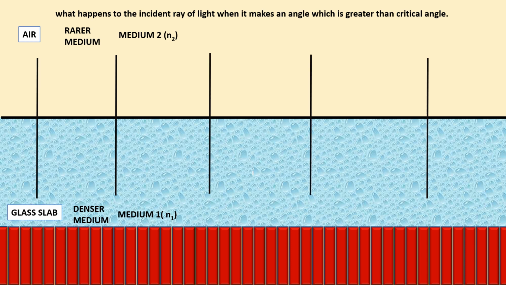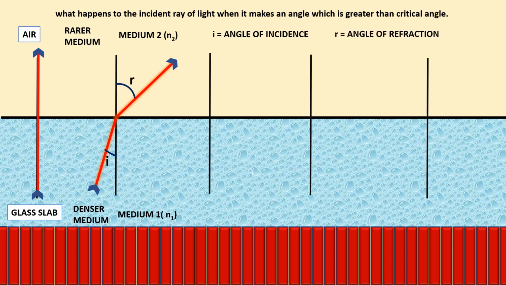Now, in first case, pass the light such that it travels parallel to the normal and it passes without any deviation. Now, increase the angle of incidence such that the light ray is refracted away from the normal. Let I be the angle of incidence and let R be the angle of refraction. In third case, further increase the angle of incidence. We can see angle of refraction has also increased. Further increase the angle of incidence.